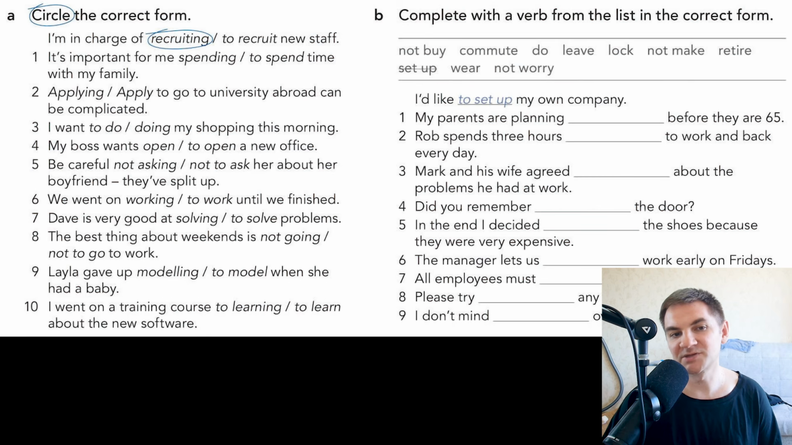Here are the verbs you have to work with. Not buy, commute, do, leave, lock, not make, retire, set up, wear, not worry. Your task: read each sentence carefully, choose the correct verb from the list and put it in the right form. Write the complete sentences in your notebook or do it orally. Pause the video now and let's go.